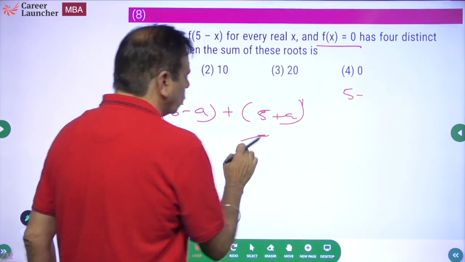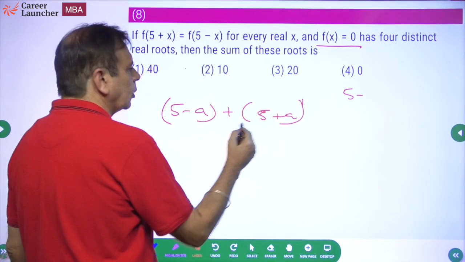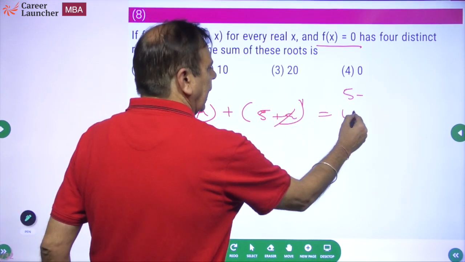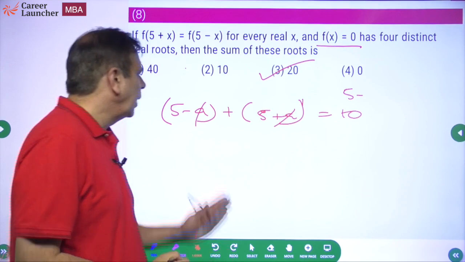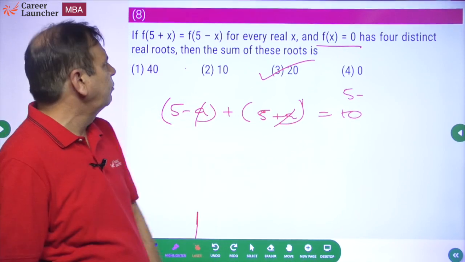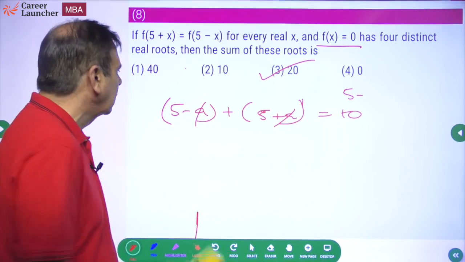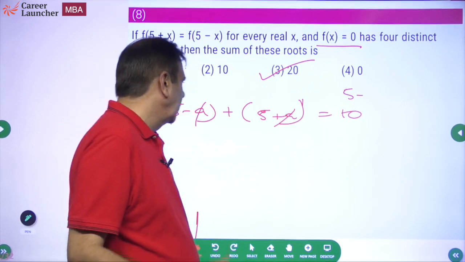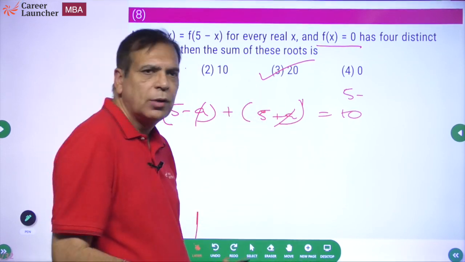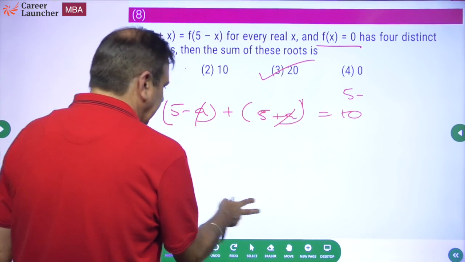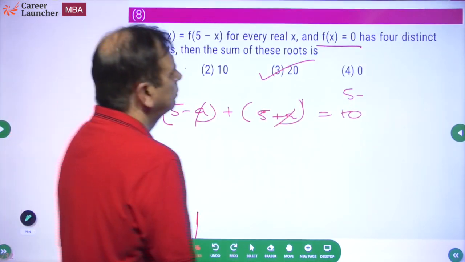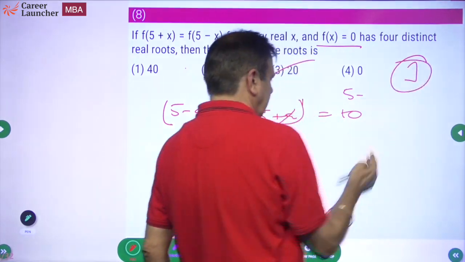So if there are 2 roots only, what will be the sum? 10. If there are 4 roots, the sum should be 20. So if one root is 5 minus a, the other root will be 5 plus a, and hence the sum of roots is going to be 10 if there are 2 roots. If there are 4 roots, there will be again 5 minus b and 5 plus b. The sum is going to be 20. Okay. Forgot to write the trick, didn't I?